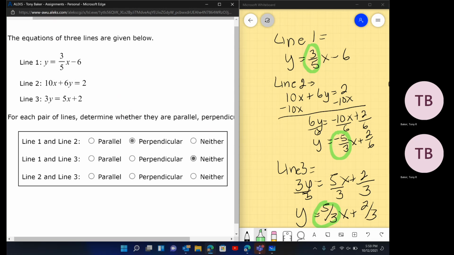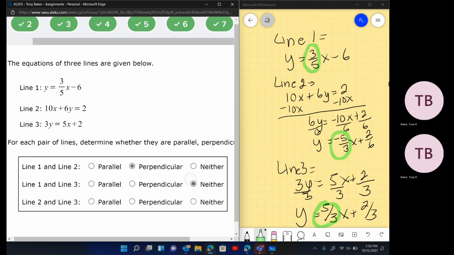2 and 3. Are they the same? No. They are both 5/3, except one's negative, one's positive. So they are not the same because they're different signs. Okay, so they are not parallel. Are they different signs? Yes. Are they flipped over? No. So they are neither.